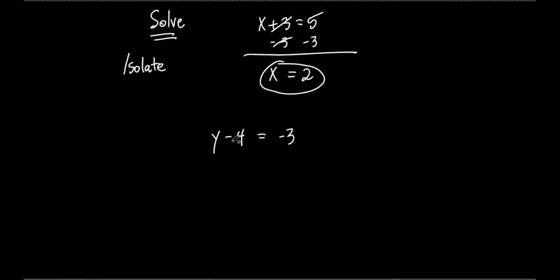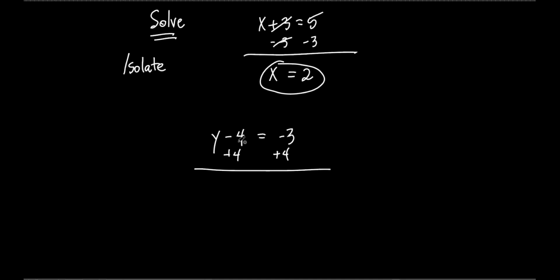How do I get rid of a minus 4? I do the opposite, which is add a 4. Exactly right. So I'm going to add a 4. Whatever I do to one side, I've got to do to the other side. So I add a 4 over here. Everybody good? Now, I put the line here. All right, let's bring everything down.